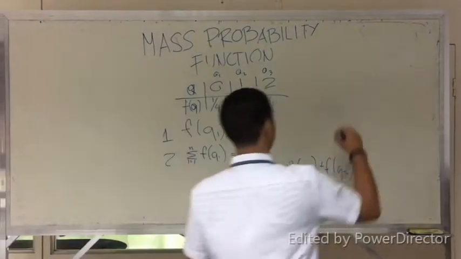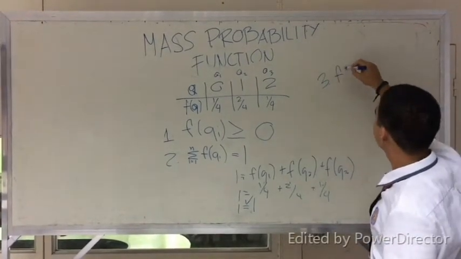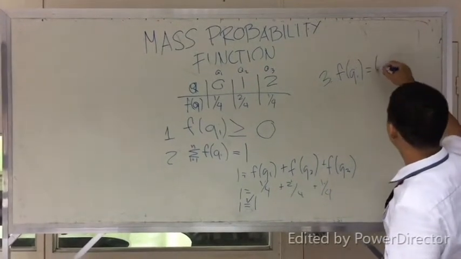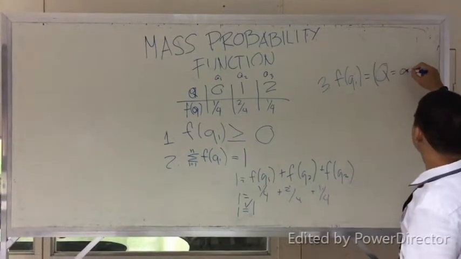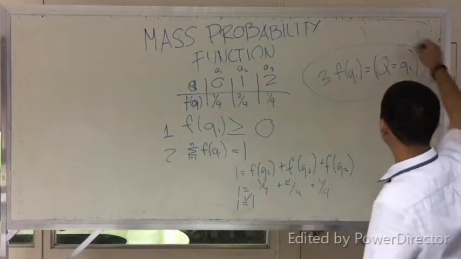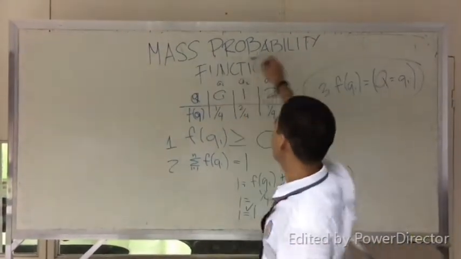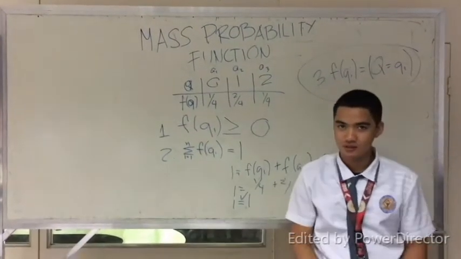Our third rule is f of qi is equal to 2Q equals qi. So this third definition sums up our mass probability function. That's all. Thank you.